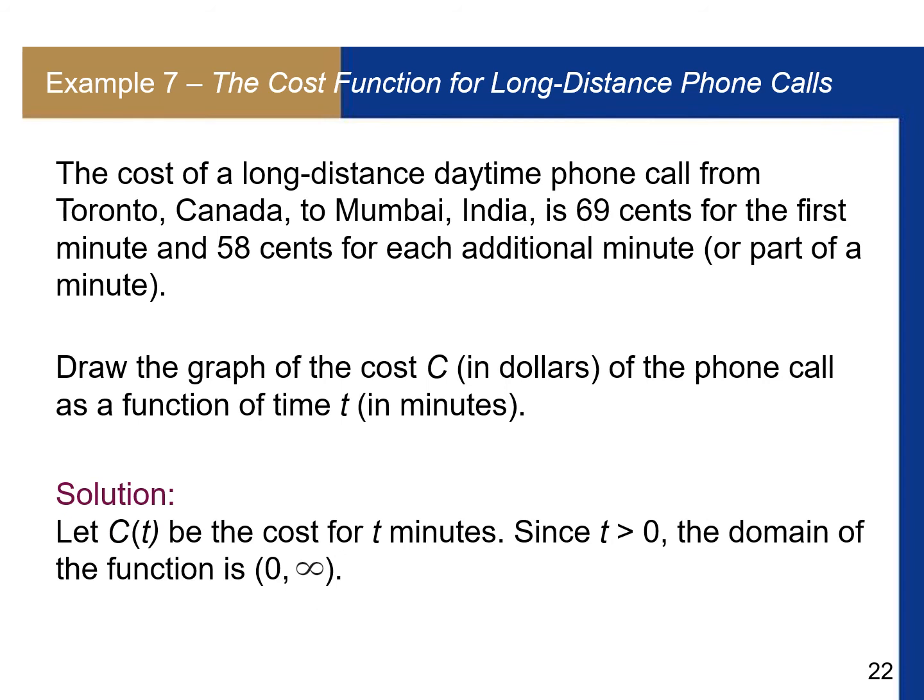We're going to say C of t is the cost for t minutes, and we know that we're not going to have anything less than 0 minutes, so our graph is going to be greater than 0, because we're not going to document calls for 0 time, because then you didn't make a call. So the domain would have to be bigger than 0 to infinity. I use a little logic there.